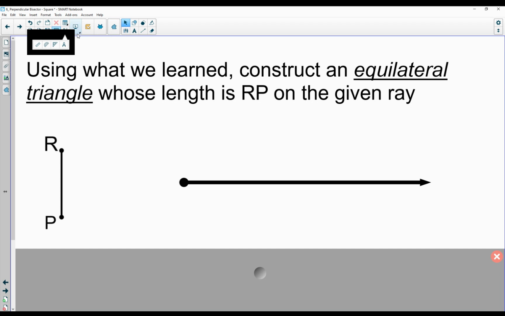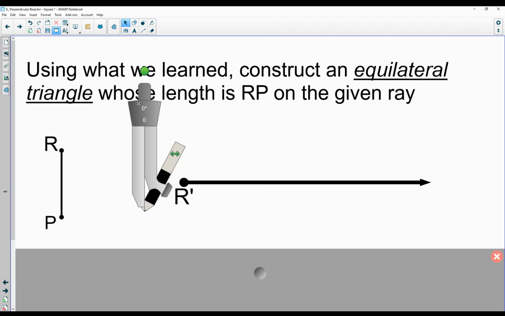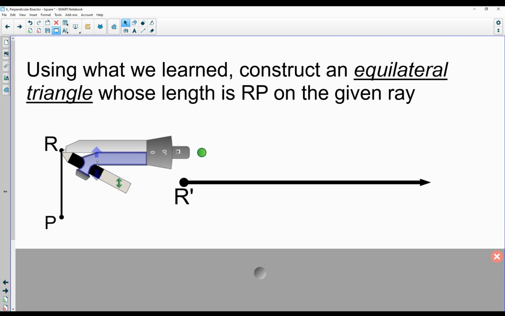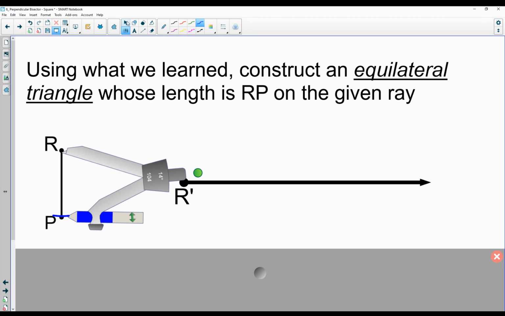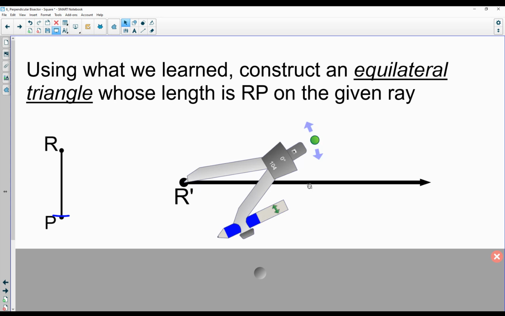So just to walk through some steps, first and foremost, I'm going to start with R. So I'm going to make this R prime. Sorry about the bell. And now I'm going to take my compass and I need to work to copy segment length RP onto my ray. So I'm going to go from R, open up to P. I'm going to change the color to blue so you can see what I'm doing, to show that I've measured it. Now to copy this length, I'm going to keep my compass width the same.